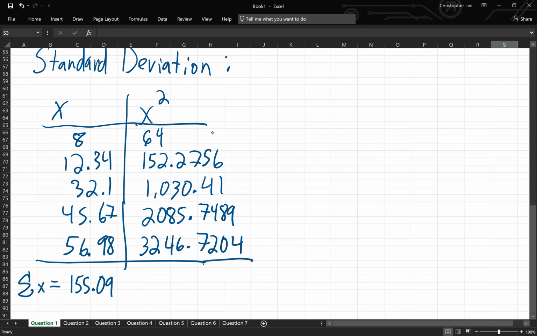And then what is the sum of x squared? 6579.1549. Do we all agree? Good, good, good. So now we want to use that computation formula.